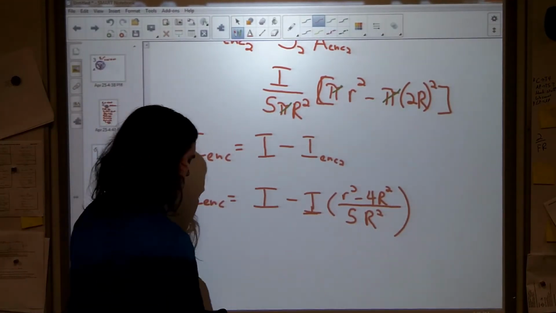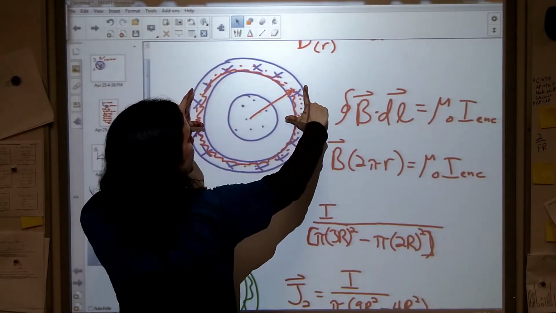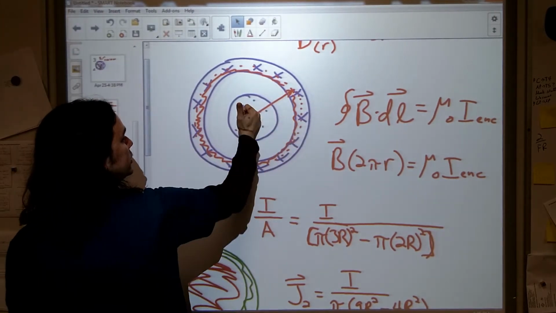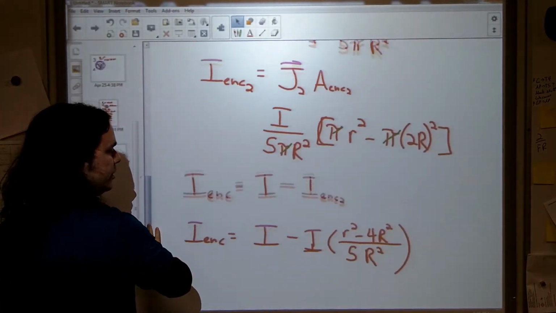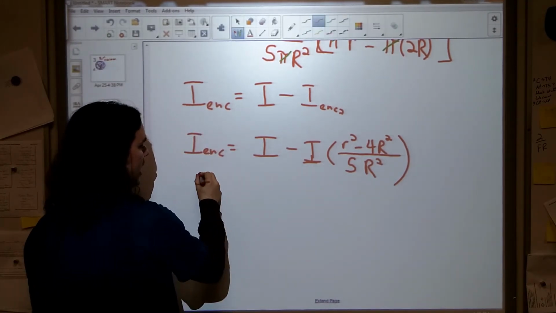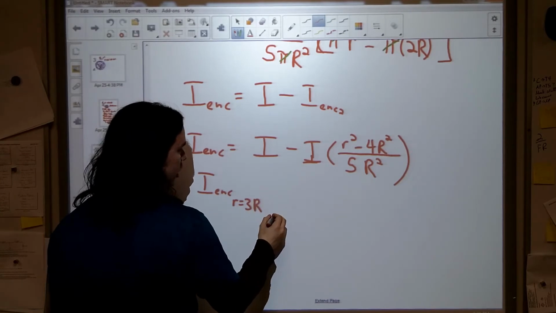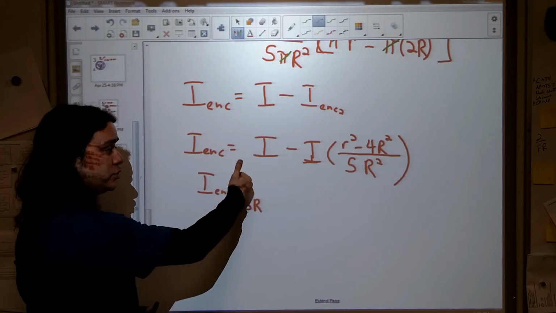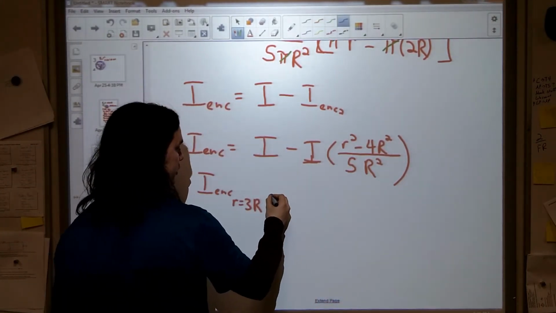Let's check something real quick. When we get to the outside edge, when little r reaches 3R, we know that our total enclosed current, we have positive I going here and negative I going there. Let's check something. Now that we've come up with the idea of I enclosed, let's check I enclosed at R is equal to 3 capital R. And just make certain that we come up with what we should, which is 0, because we have just as much coming out as we do going in. So if I were to check that real quick, I'm going to do it in a different color.